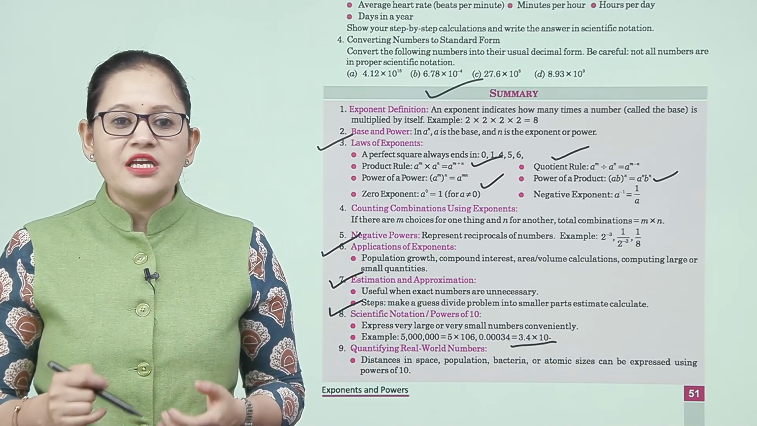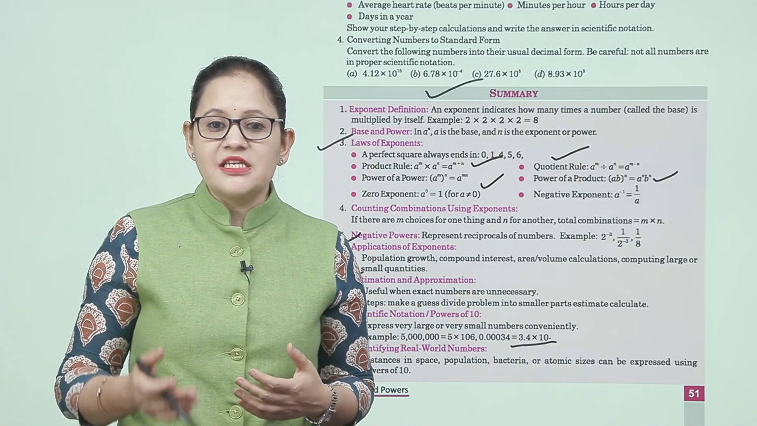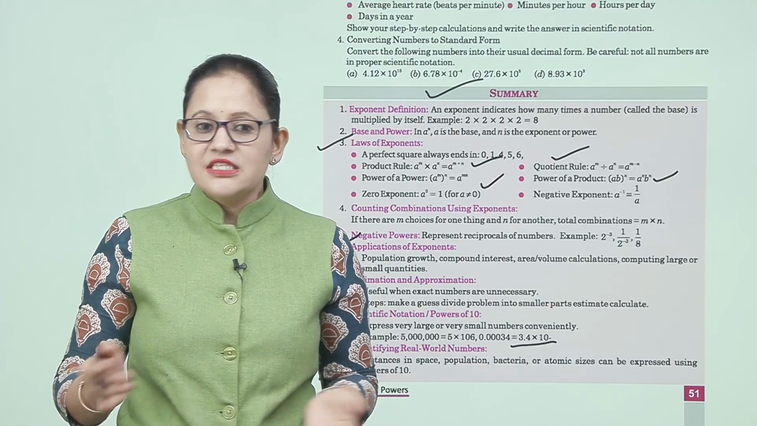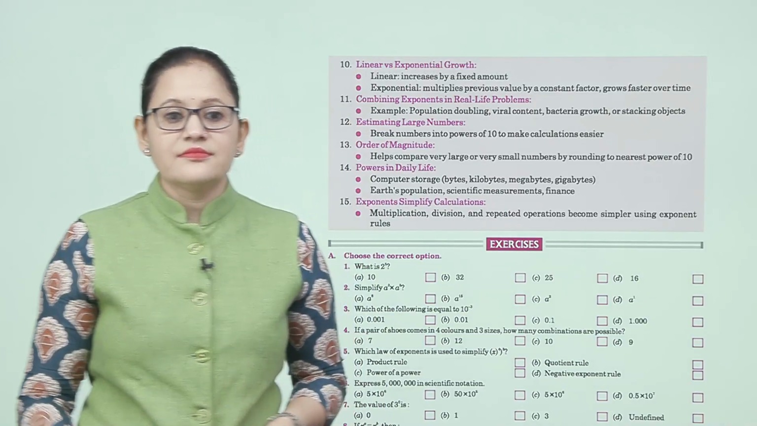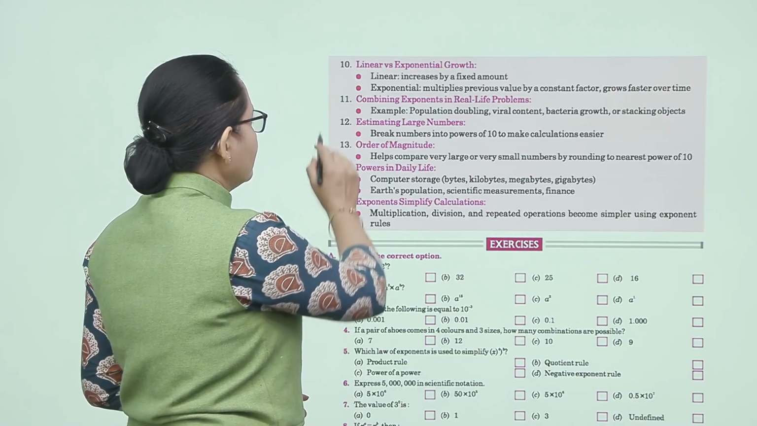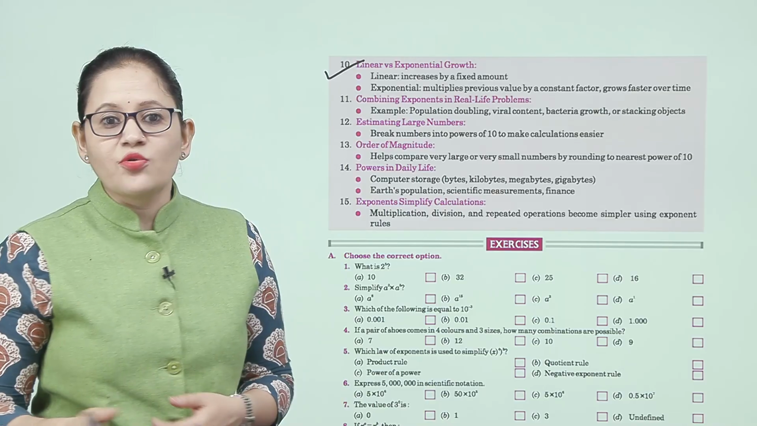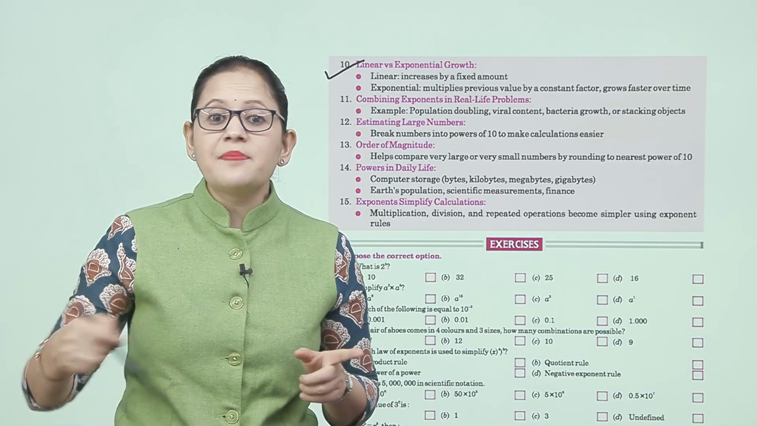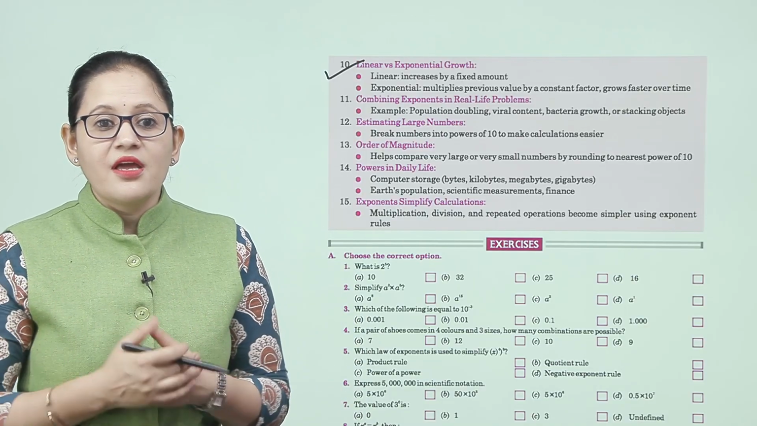Next is quantifying real world problems. Distance in space, population, bacteria or atomic size can be expressed using powers of 10. Next is linear versus exponential growth. Linear increases by a fixed amount, and exponential multiplies the previous value by a constant factor and grows faster over time.